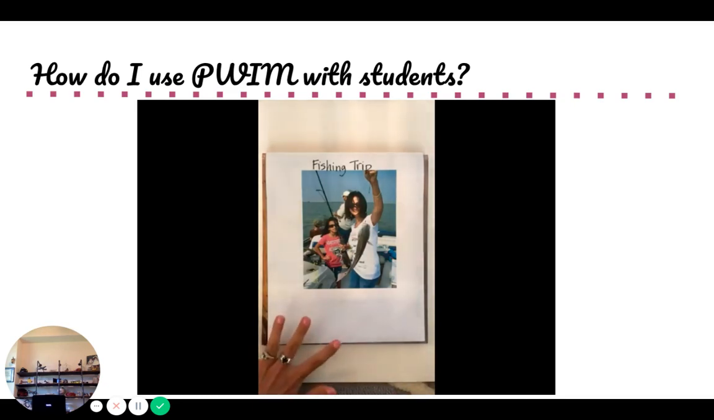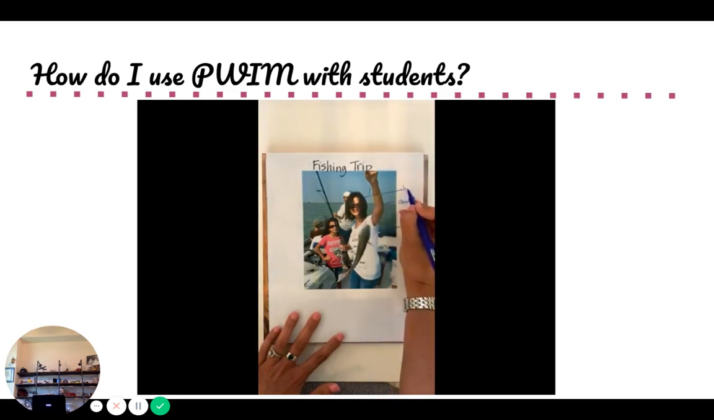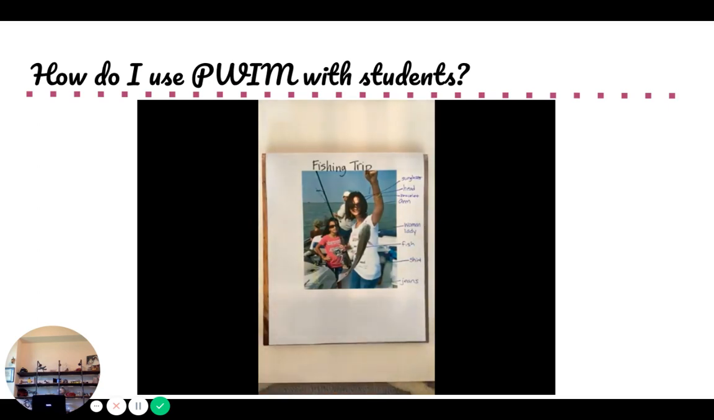So I'm just going to do a quick demonstration of some things that they might have called out on this photo. They might have said that this is a woman, and if they didn't say, then I might also say we can say that this is a lady as well. Arm, they might have said this is her head. Shirt, jeans, bracelet, sunglasses, fish. We could go on and on to label the entire photo.